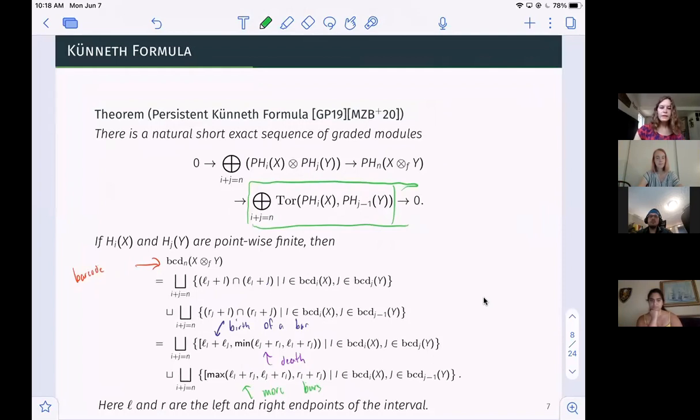So what this persistent Kunneth formula is saying is that I can think about my persistent homology for these larger molecules as sums of my persistent homology for my smaller molecules. So I get this additive piecewise structure that we want in order to be able to say something about larger molecules that we might not have as much information for.